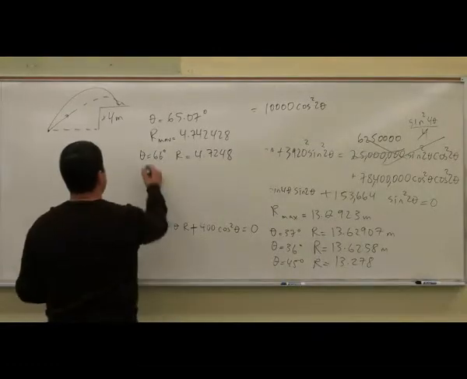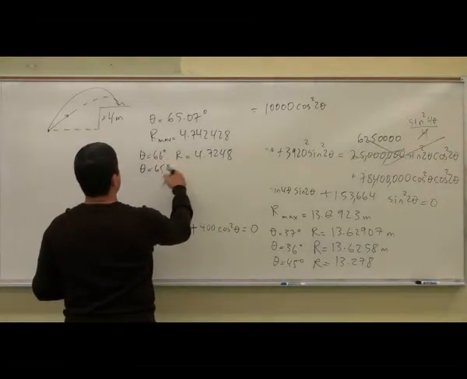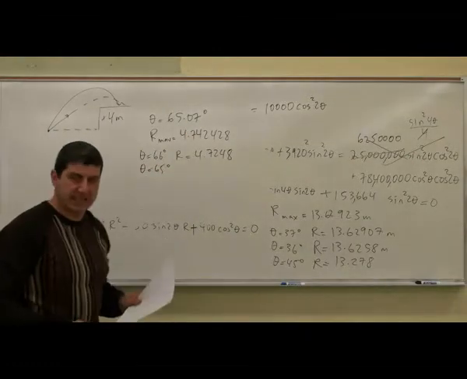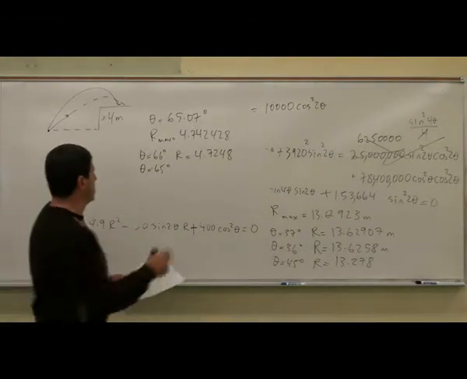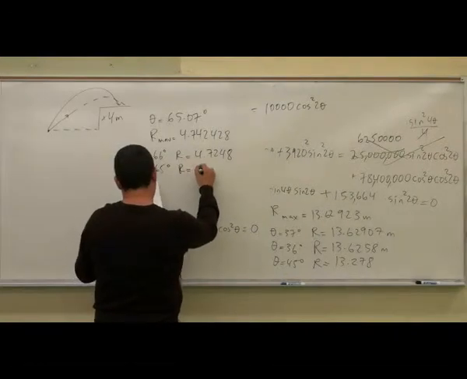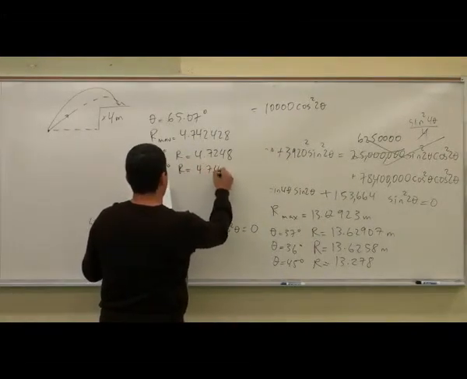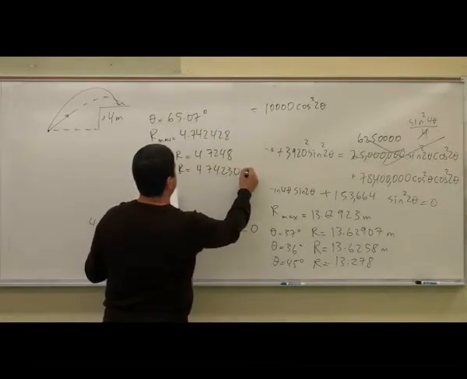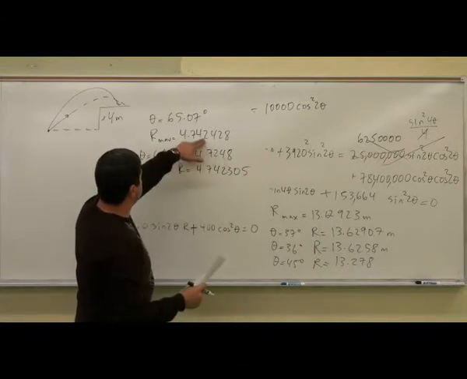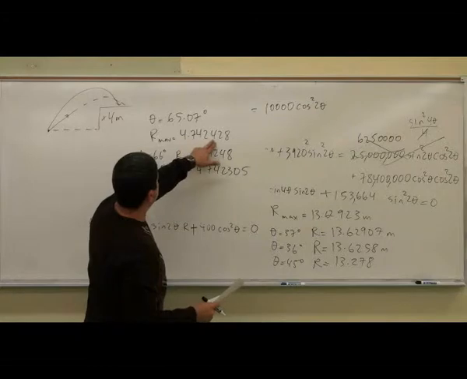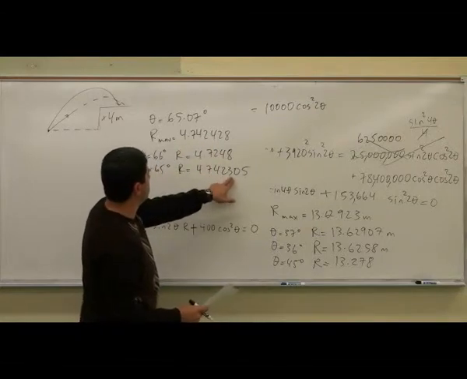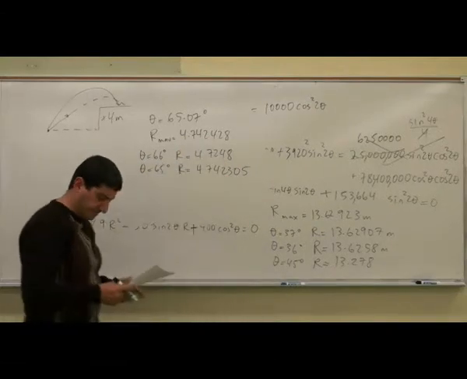Okay? Now if the angle is 65, which is 0.07 degrees less than that, so that's very, very close to it, then I got a range of 4.742305. Now I don't expect this to be too much different than that, but you see that it is actually less. This is 7424, this is 7423, so it's a little less than that.